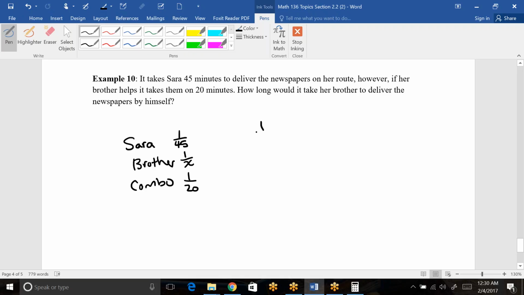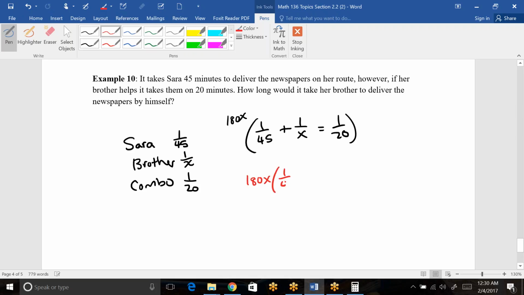So when we write this out, it's always the two individuals separated out with a plus equal to the combo rate. So we have to think, what does 45 and 20 both go into? 45 times 2 is 90, times 3 is 135, times 4 is 180, and 20 will also go into 180. So I'm going to multiply this whole thing by 180x. That will be my LCD. So let's write that out.